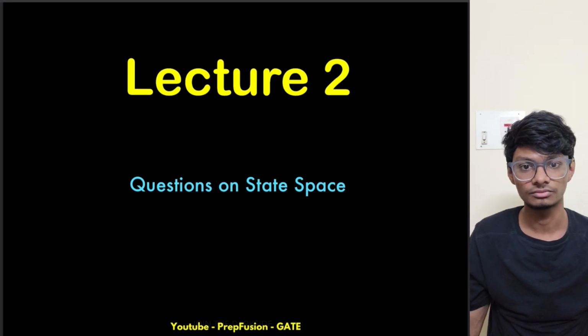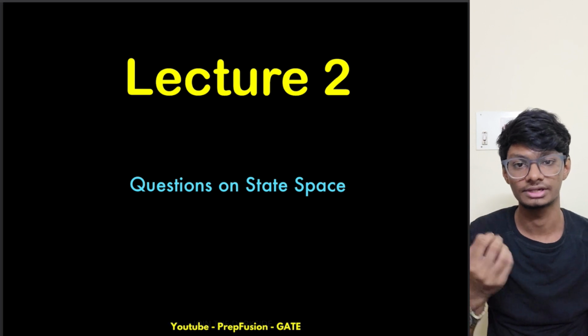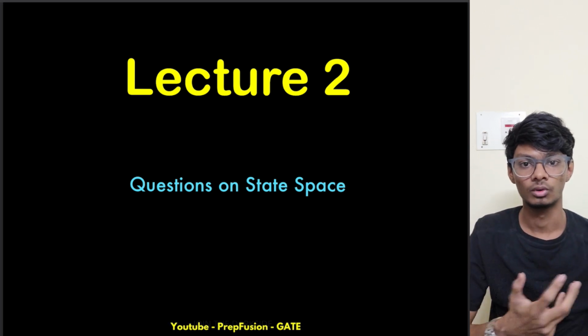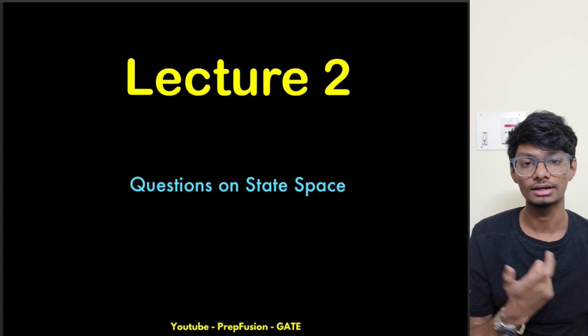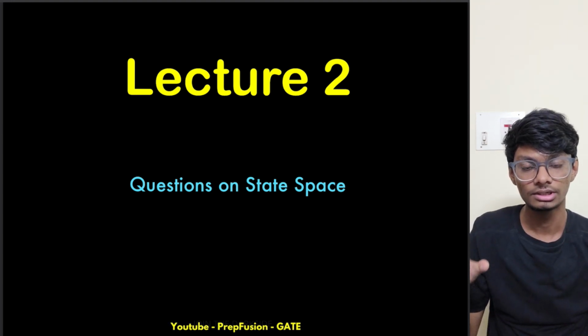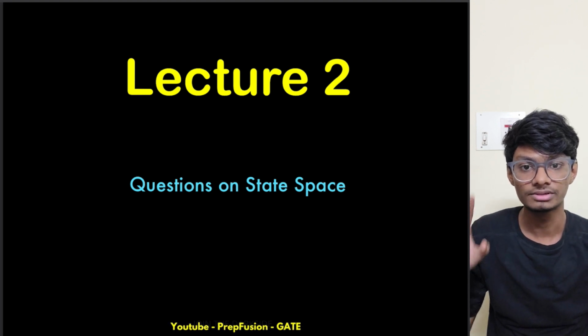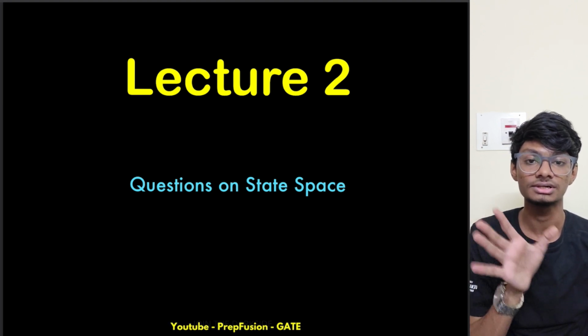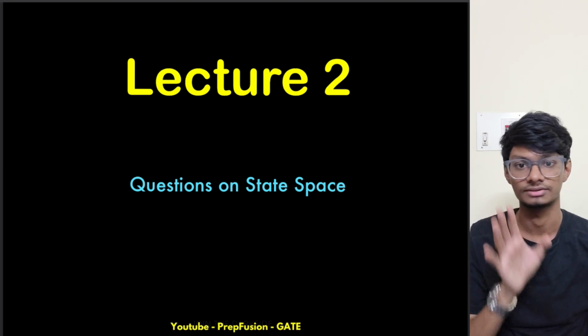So in the previous lecture we learned what state variables are, what we mean by state equations, and what the state diagram is. So what is a state variable? Basically, the variables which are responsible for changing the state of the system are known as the state variables.